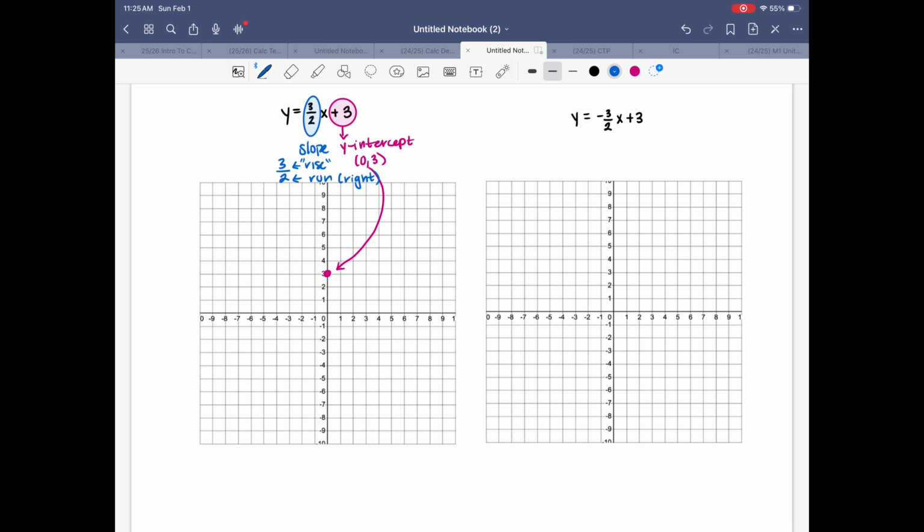Run means to go horizontally. Graph enough of these and you will see that you always end up going right. So for our slope of 3/2, you will go up 3 and over 2. Now that you have 2 points, you can connect them with a line.